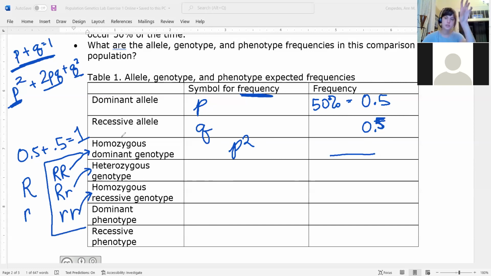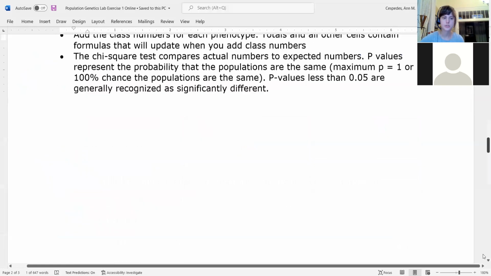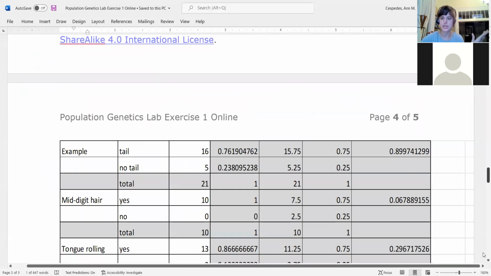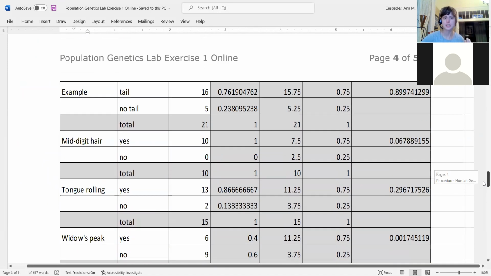You need to go through the pre-lab handout. It explains all these terms, and you're just going to fill in this chart. That's something to start with. That gives you your expected frequencies. If everything is in Hardy-Weinberg equilibrium, these are the frequencies you're going to get. So that's the little first chart. That's pretty straightforward once you just settle in. The fun thing is this chart here.